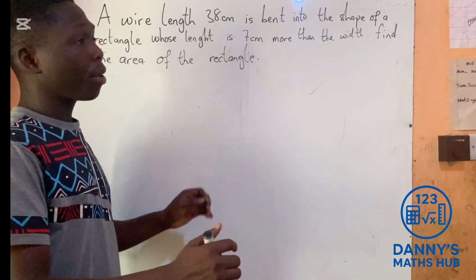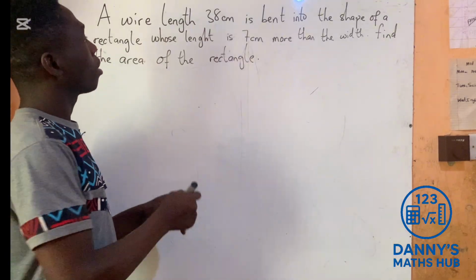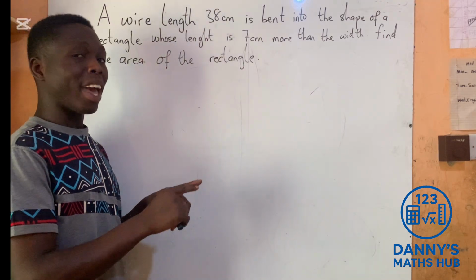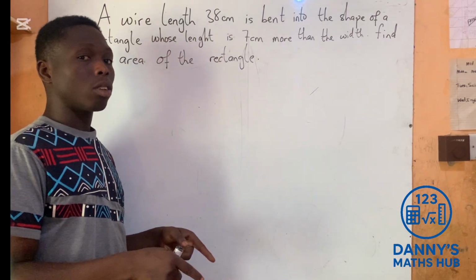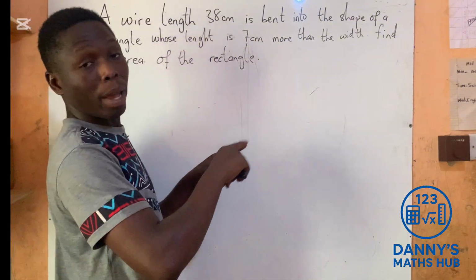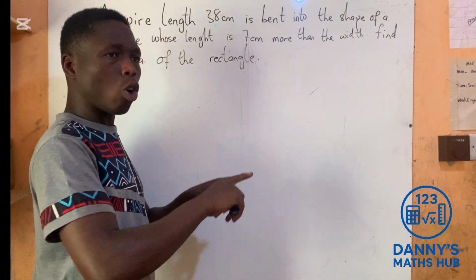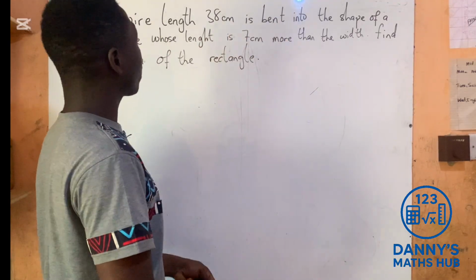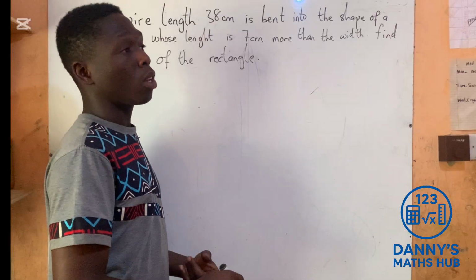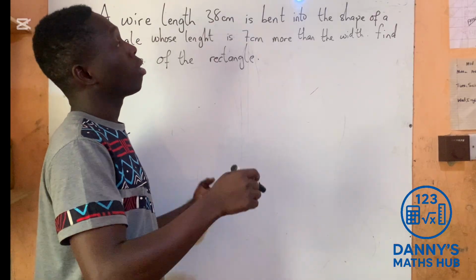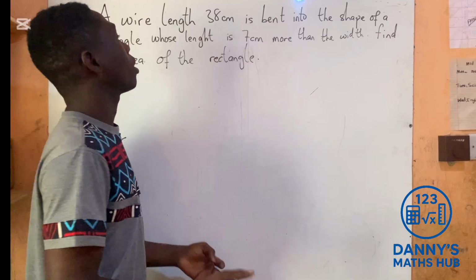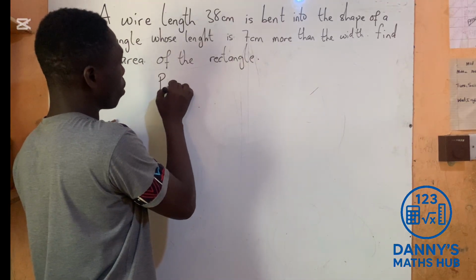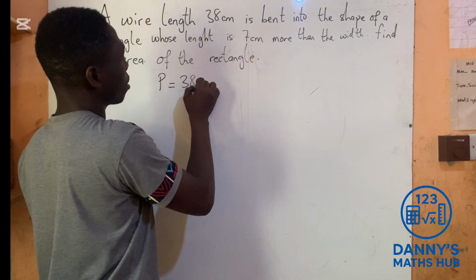So the length of the wire is 38 centimeters and it has been bent into a rectangle. When it is bent into a rectangle, it means the full length of the rectangle is equal to 38 centimeters, which can also be classified as the perimeter. So the perimeter of the rectangle is going to be 38 centimeters.